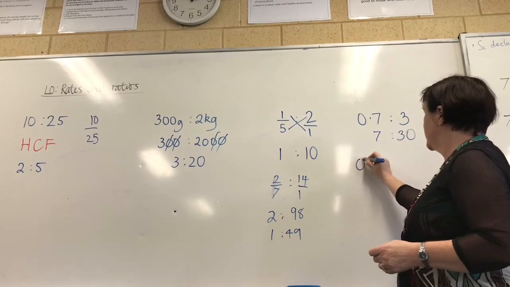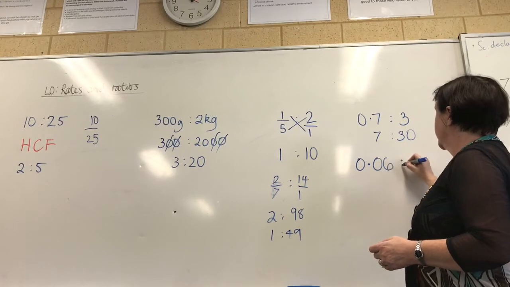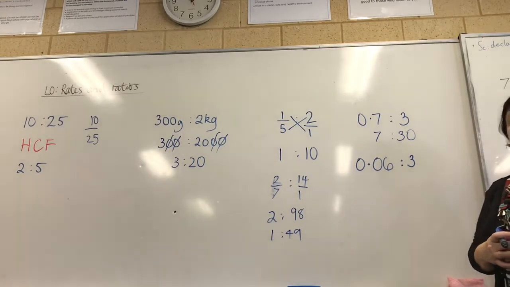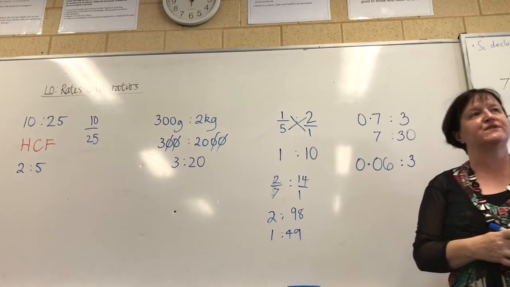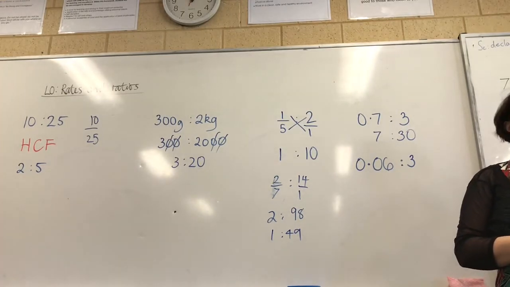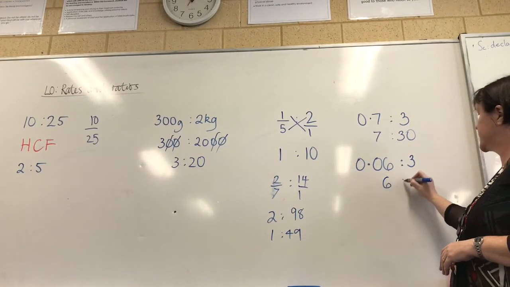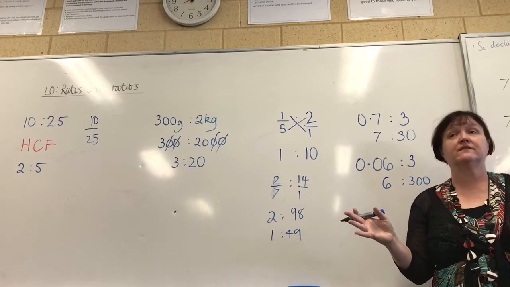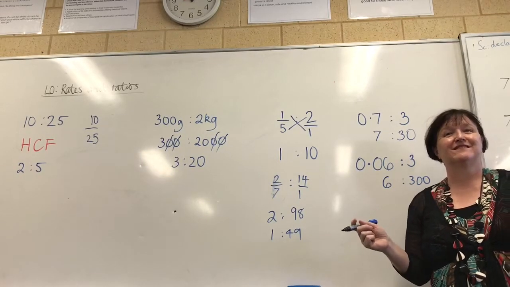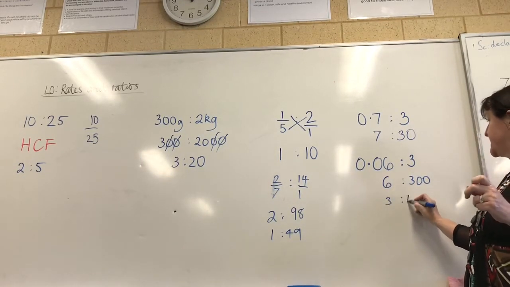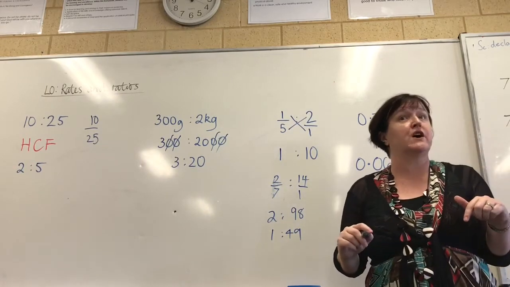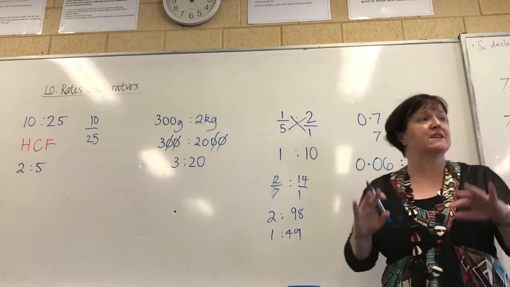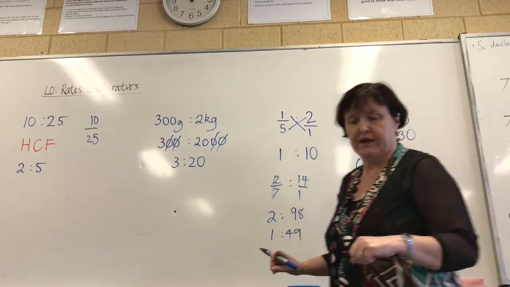So let's try one like 0.06 to 3. What do we need to do this time, Matt? You need to times it by 100. Yes, you need to times both sides by 100. So it'll be 6 to 300. It's not simplest form, is it? What do we do then? 3 to 150, that's right. Still not simplest form though, so 1 to 50. 1 to 50, well done. Okay, is everyone with me so far? Cool, right.